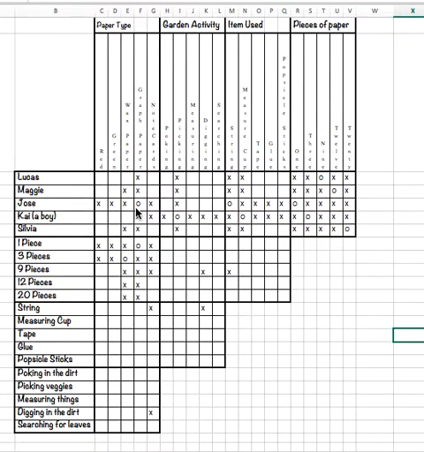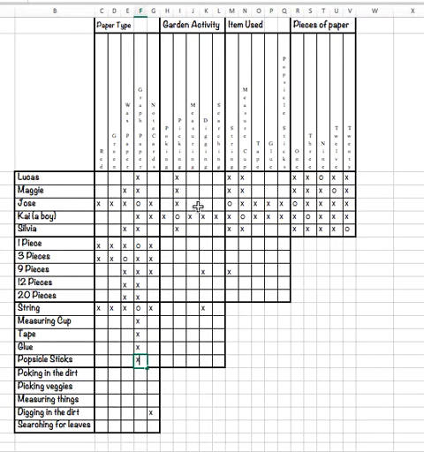Let's look at Jose. We know that Jose used the string and he had one piece of paper. So down this column, which is graph paper, one piece of paper, and he used the string. So we're going to just go ahead and fill in what we know. We know that Jose did the graph paper and the string. So in this row, I can fill in X's, and in this column, I will fill in X's.